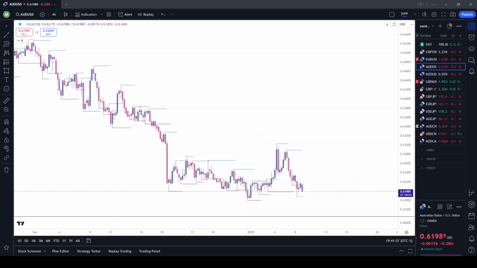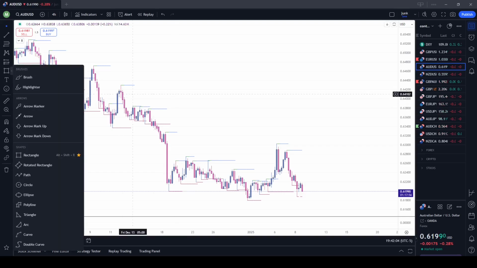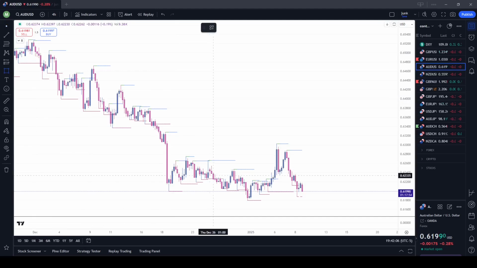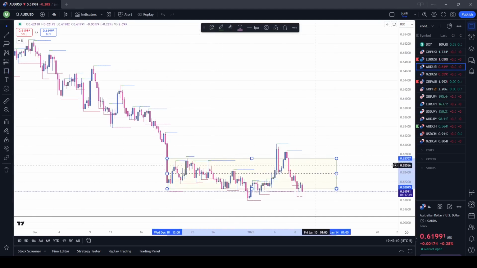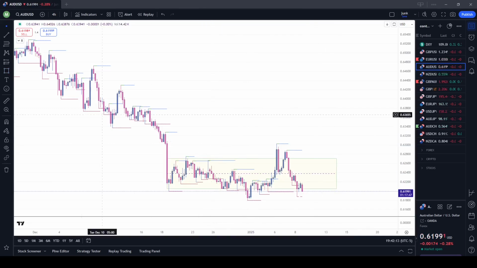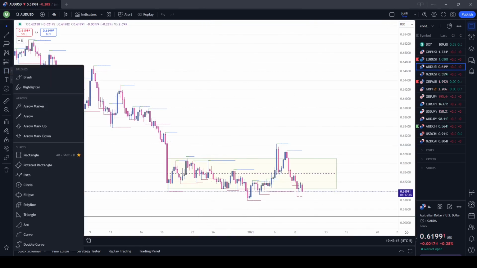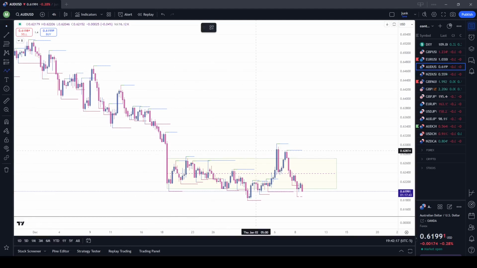And AUD USD has been bearish also because of the strong dollar. It has been making lower lows and lower highs, but it's been trading sideways for the past few weeks, for the past week or so. And this is the range we're dealing with. I'm looking for any opportunities to buy or sell.